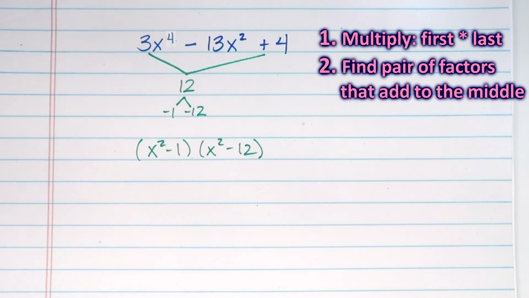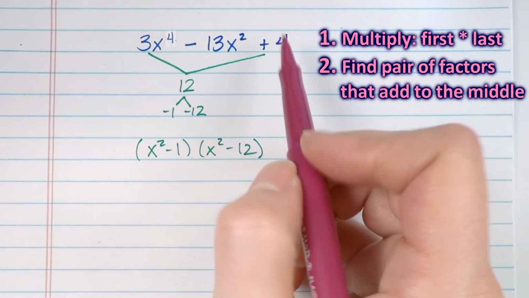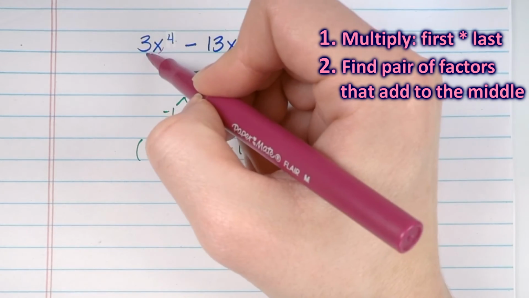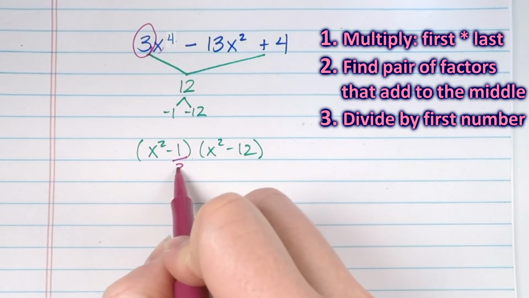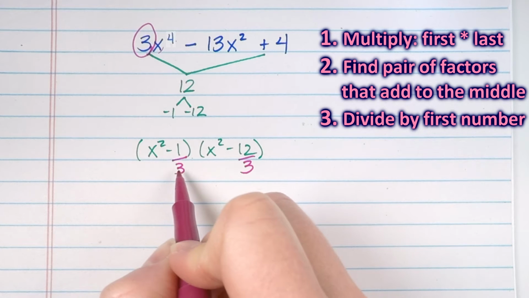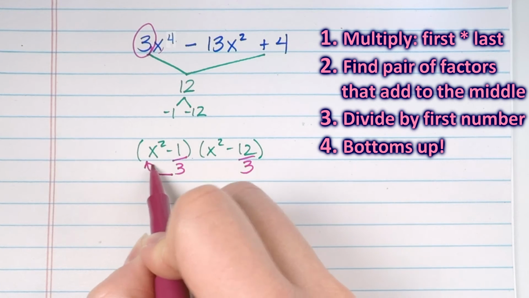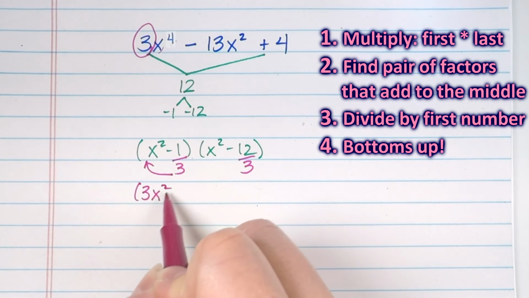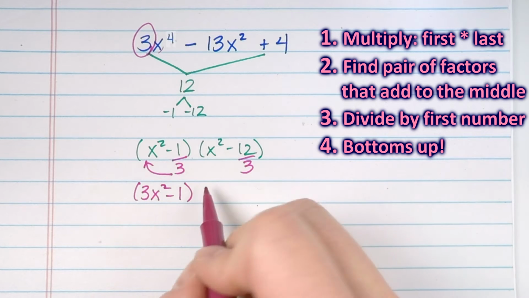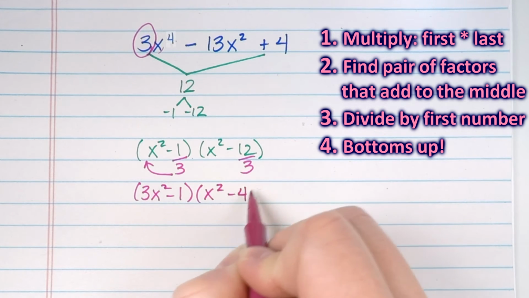And then if I do the bottoms up part, since I multiplied this 4 by the first number, we're going to divide by the first number 3. So dividing both of these by 3. Here, 3 can't go evenly into 1, so bottoms up. This becomes 3x squared minus 1. And here, 3 goes into 12 4 times, so we get x squared minus 4.